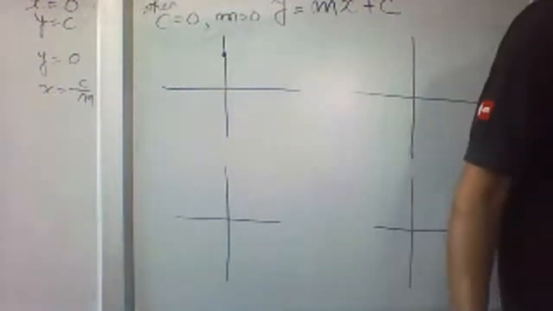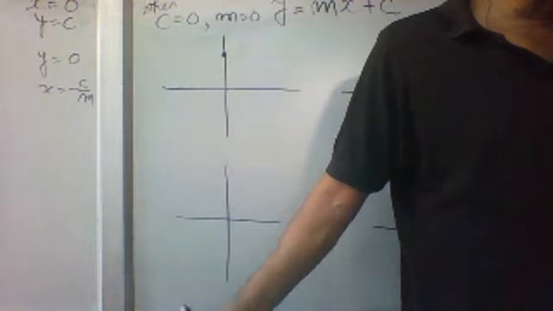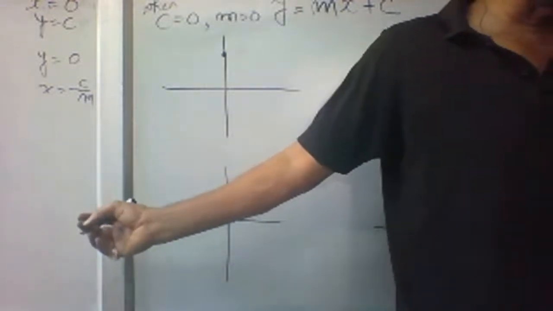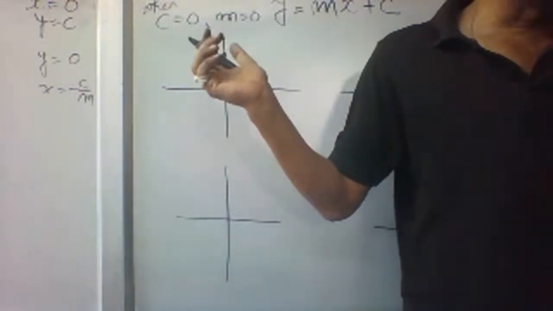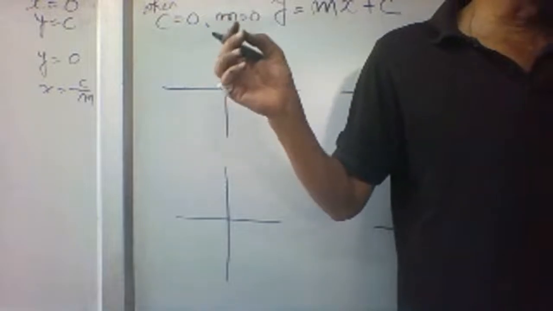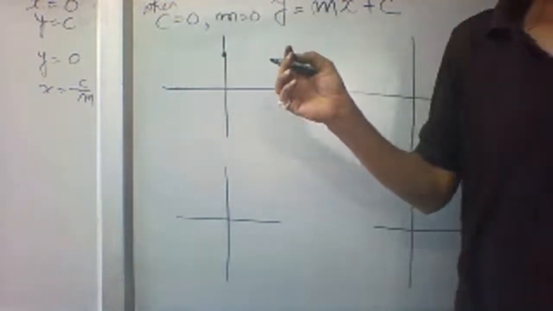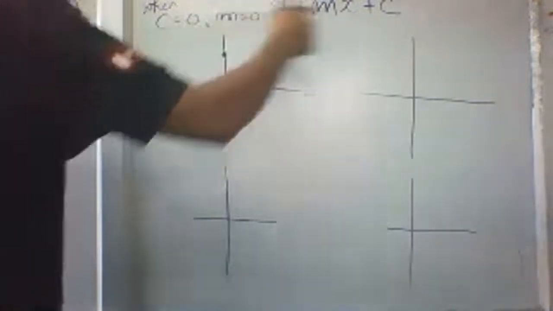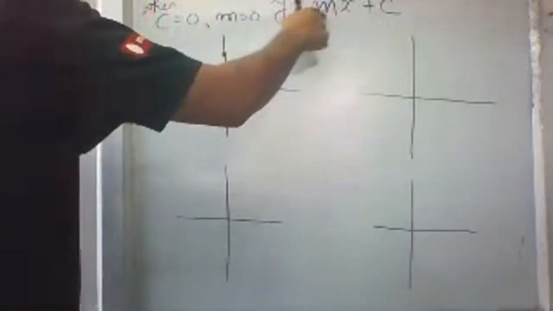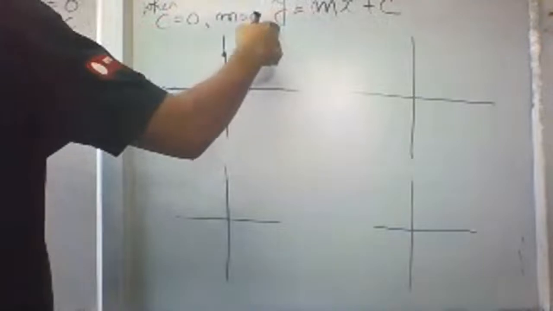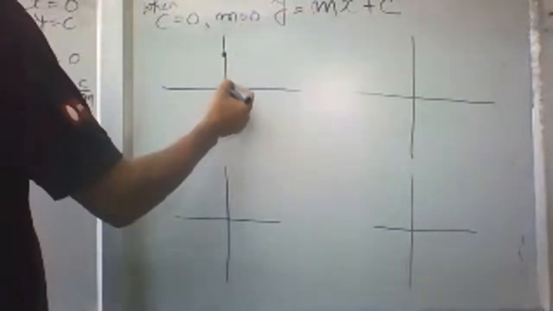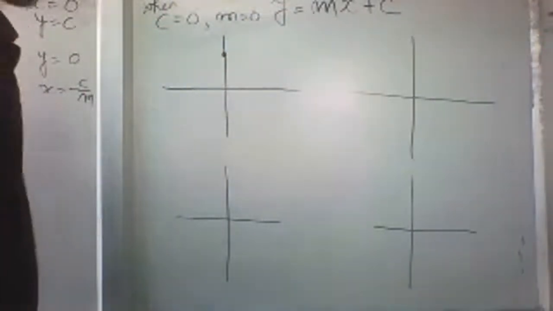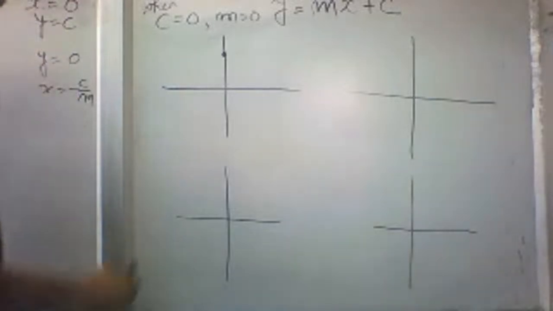Okay. Now, one important thing: when c is equal to 0 and m is equal to 0, then y = mx + c. C is equal to 0, m is equal to 0. It means y is equal to 0. If y is equal to 0, then where will we put it? Y is equal to 0.